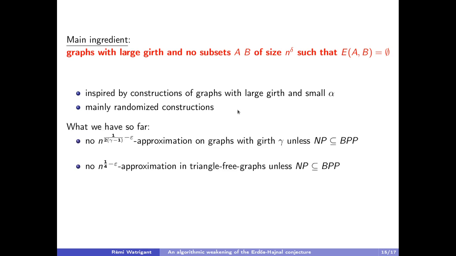This is why we only get NP not included in BPP for the best inapproximability bounds. So what we have so far is this inapproximability ratio for graphs of girth gamma, and in triangle-free graphs we get n to the power of 1/4 minus epsilon. So there is still a gap for the triangle-free case, which is quite interesting. What is the right answer?